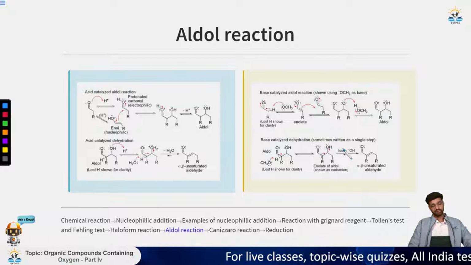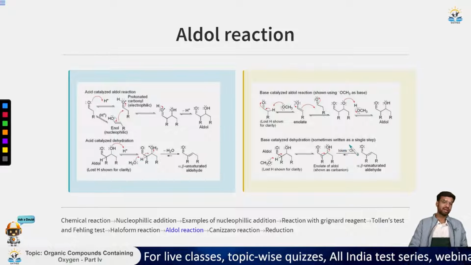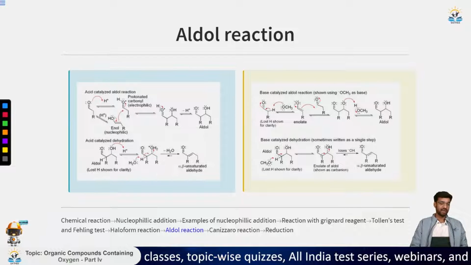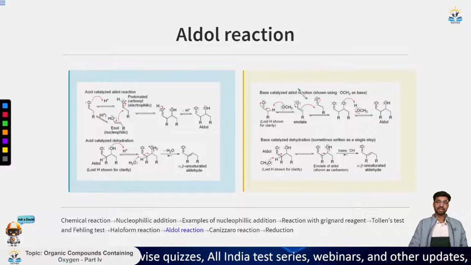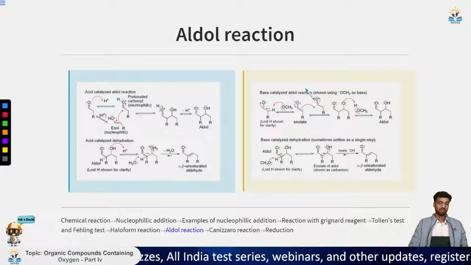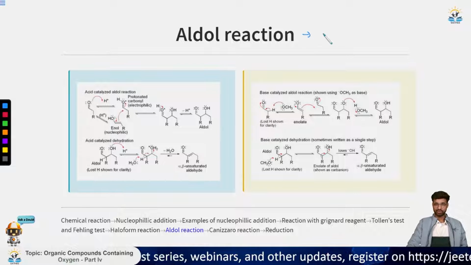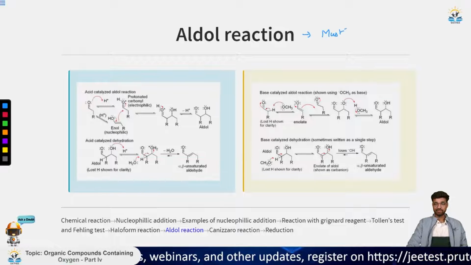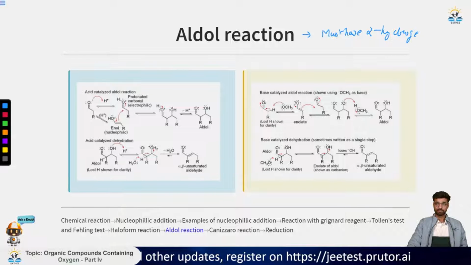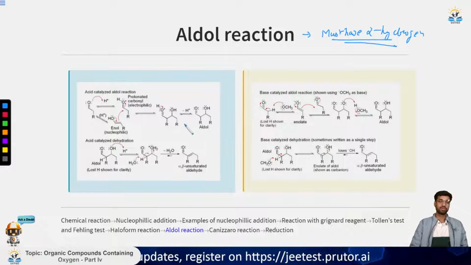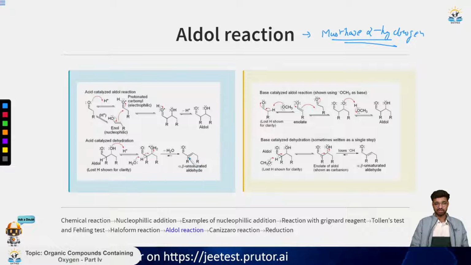Now we will move to the most important reaction of this lecture, which is the aldol reaction. This reaction is mainly due to the presence of alpha hydrogen. Now this reaction can happen in two ways. First is the acid catalyzed aldol reaction and the second is the base catalyzed aldol reaction. So what we do is we take a carbonyl compound which has an alpha hydrogen. It must have an alpha hydrogen. This is the most important point. If we say only aldol reaction, then this is the product.